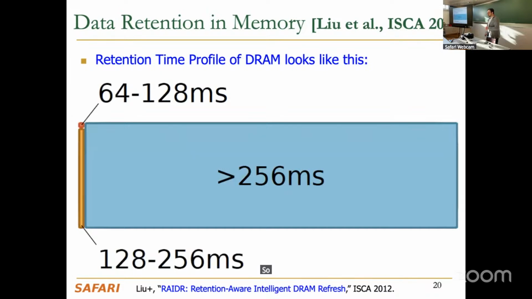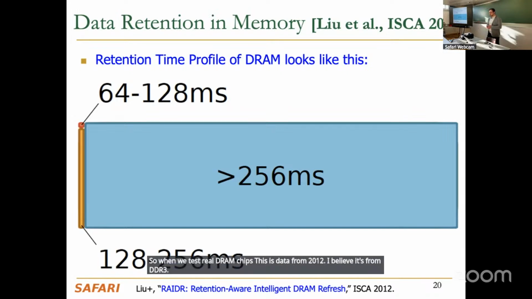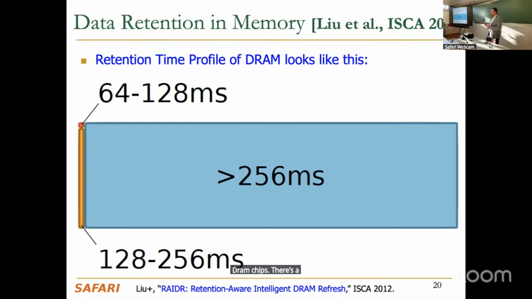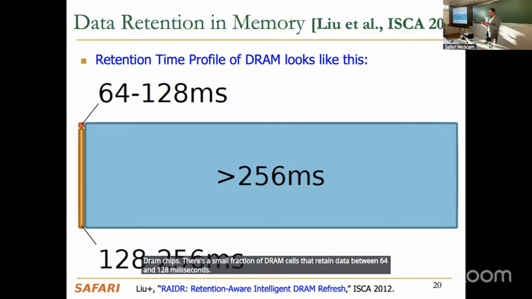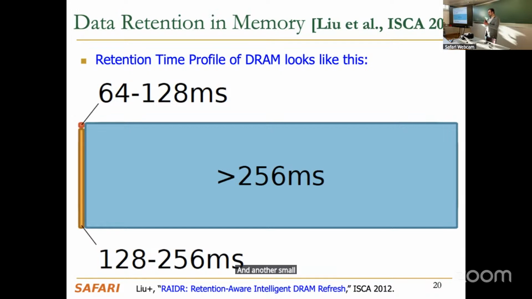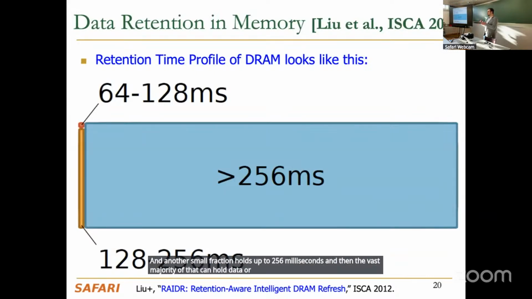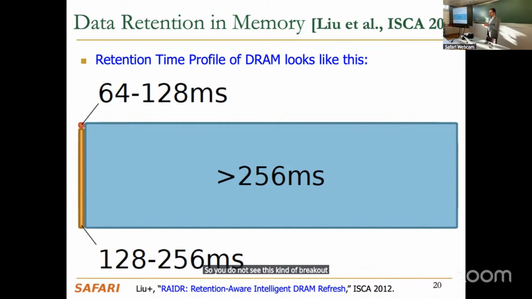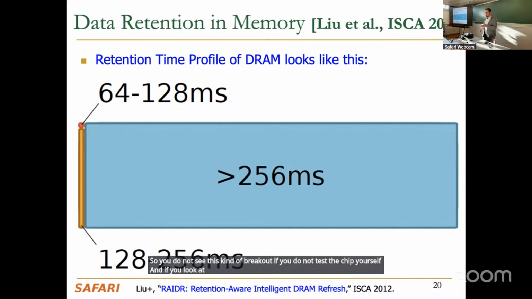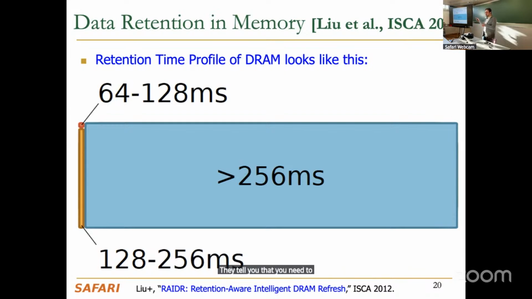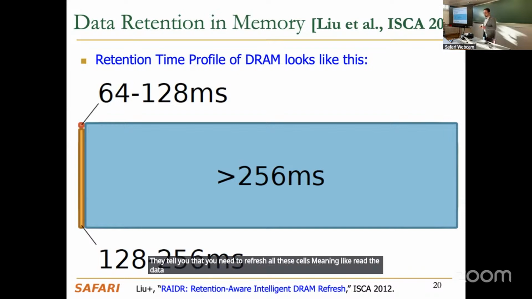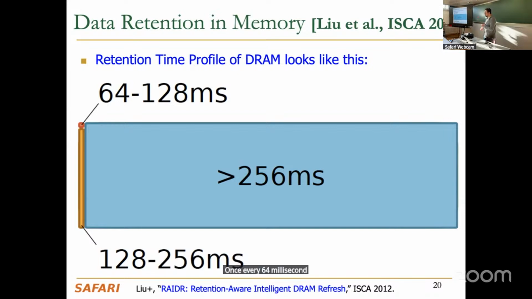So when we test real DRAM chips, this is data from 2012. I believe it's from DDR3 DRAM chips. There's a small fraction of DRAM cells that retain data between 64 and 128 milliseconds. Another small fraction holds up to 256 milliseconds, and then the vast majority can retain data more than 256 milliseconds. So you do not see this kind of breakdown if you do not test the chip yourself. And if you look at the specifications, they tell you that you need to refresh all these cells, meaning read the data and write it back once every 64 milliseconds. So you actually do everything for the worst case scenario.